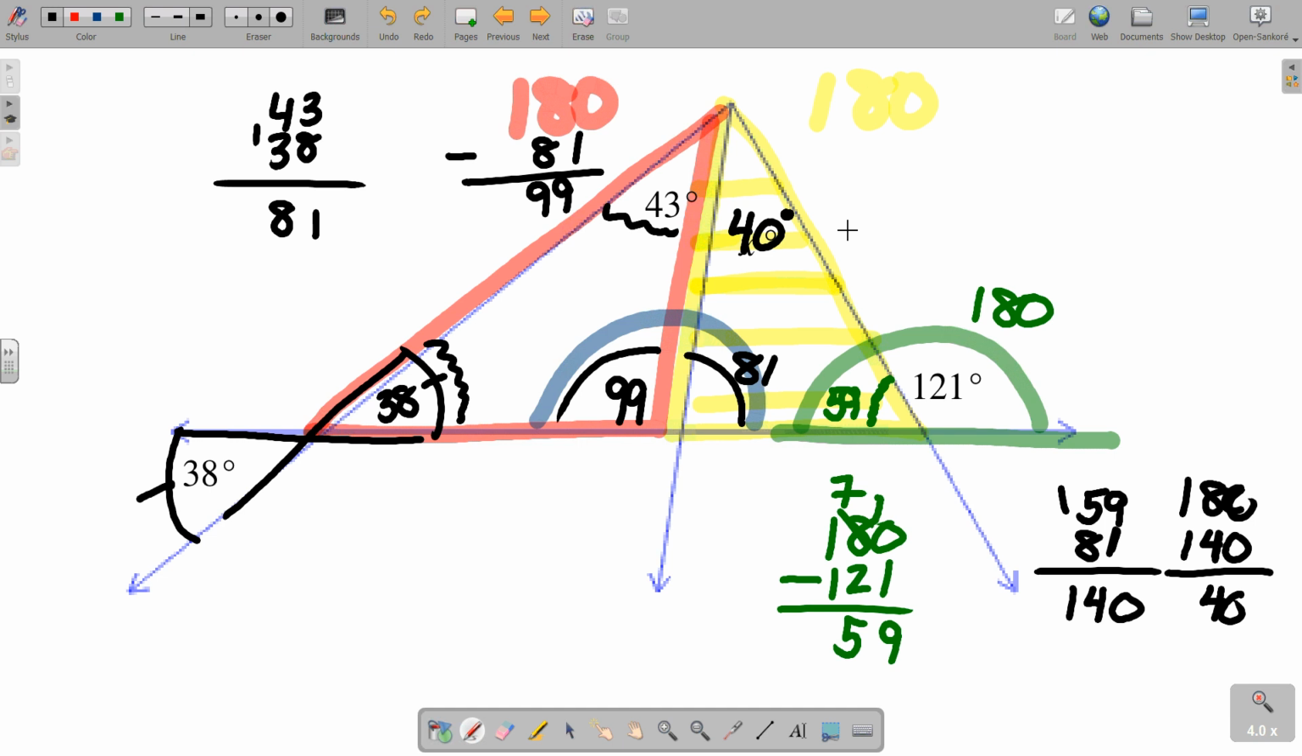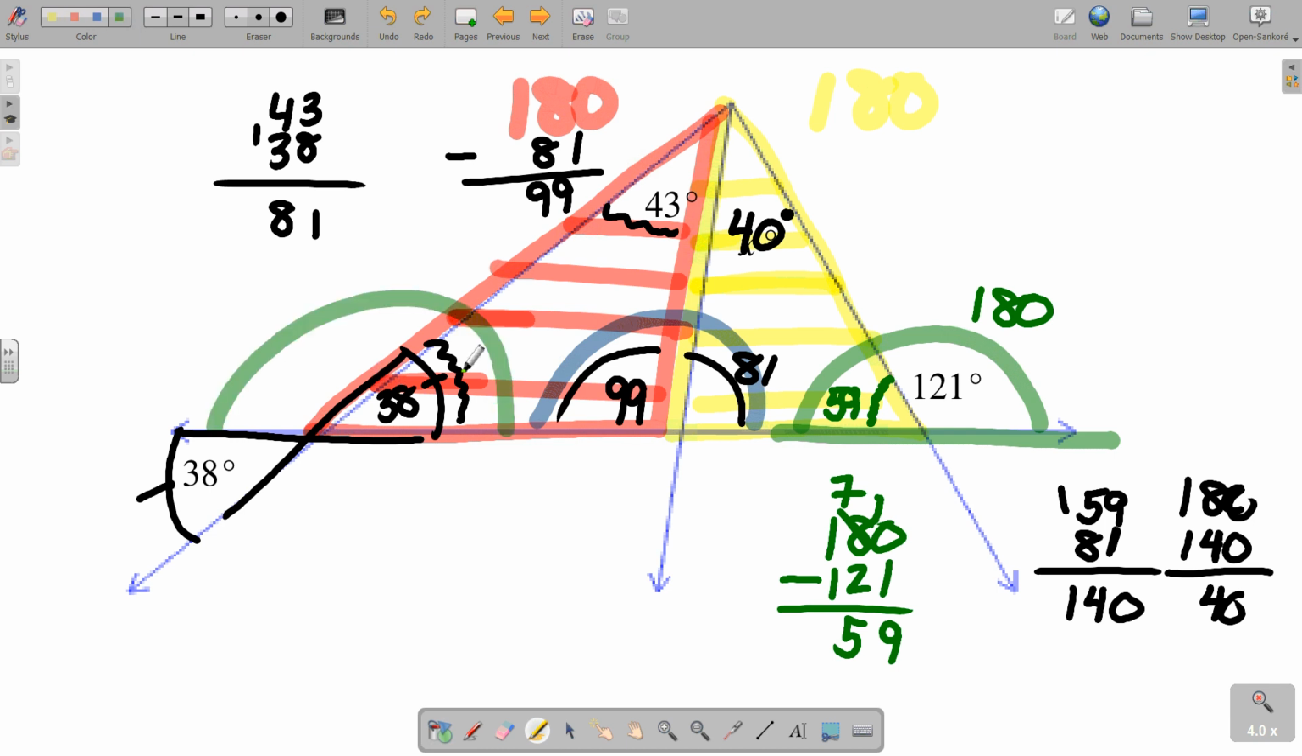What do you watch out for? You watch out for triangles that add up to 180. You want to watch out for linear pairs that add up to 180. And then watch out for your bow tie angles, also known as vertical angles, which are congruent.